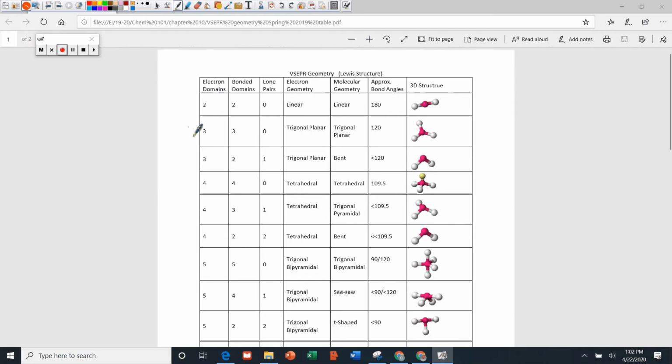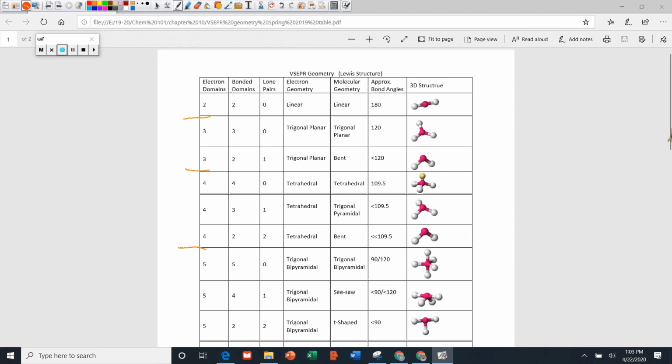Looking at this real quick, notice if it has two electron domains and two bonded domains, it's linear. If it has three electron domains and three bonded, it's trigonal planar. Three and two becomes trigonal planar bent. Four and four, tetrahedral, and so on. So notice that it is in groups based off of electron domains versus bonded domains. It also tells you the number of lone pairs for each one.